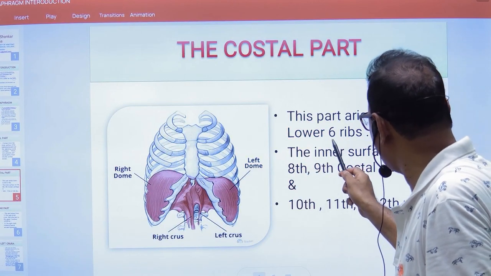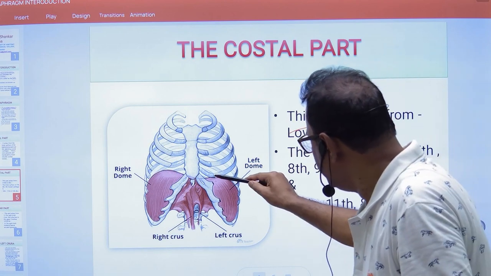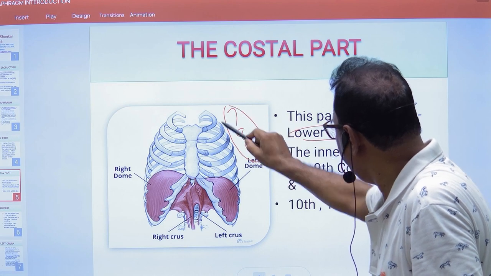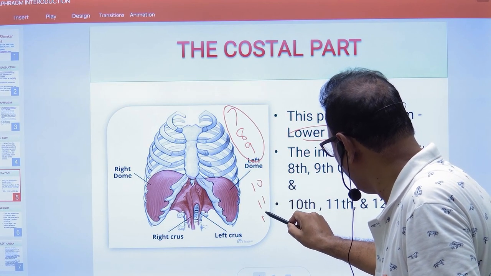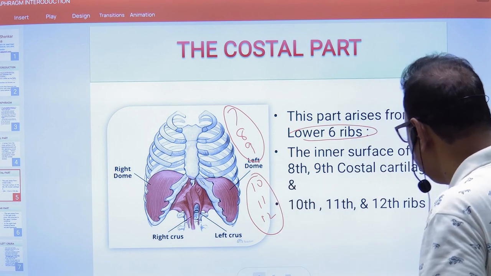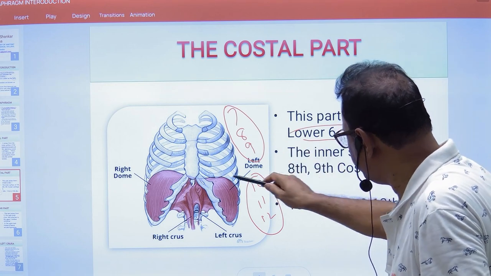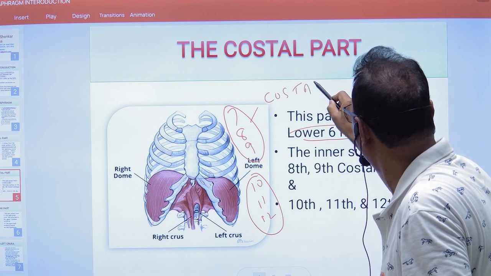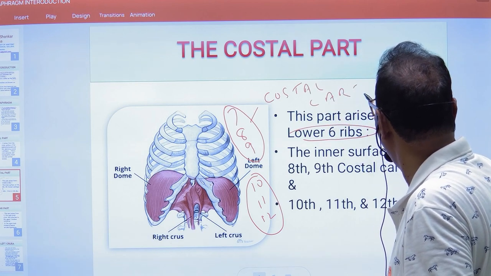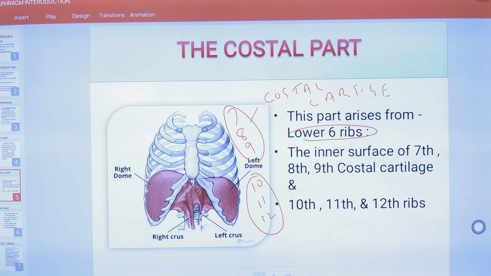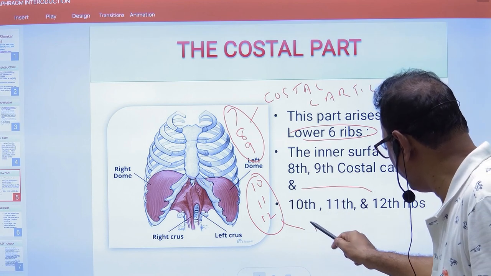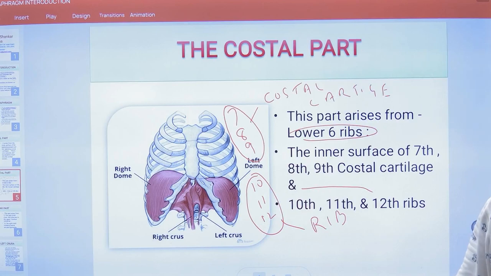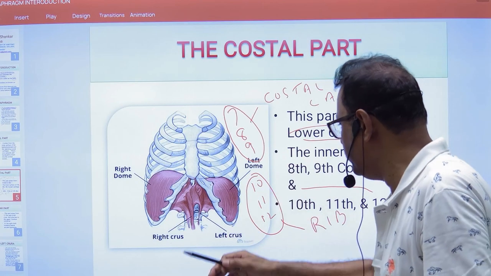Now the costal part. This costal part arises from the lower six ribs, that means the 7th, 8th, 9th, 10th, 11th, and 12th. From the 7th, 8th, and 9th it comes from the costal cartilage, and from the 10th, 11th, and 12th it comes from the ribs. From here, it again goes to get inserted into the central tendon.